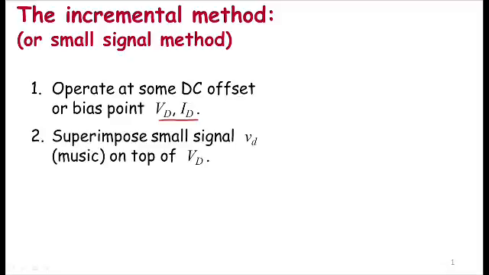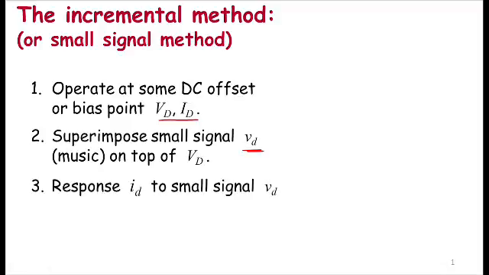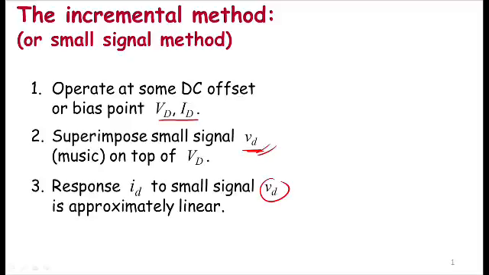As a second step, you superimpose a small input signal, small v, small d. This is the signal of interest. This signal is superimposed on top of your DC offset VD. Then the third step in the incremental method is the recognition that the response, small i, small d, to the small signal v, small d, is approximately linear. So if you boost your signal up by VD, ID, capital VD, capital ID, and you superimpose a small signal on top of that, then your small signal response, small i, small d, to the small signal input, small v, small d, will be approximately linear. So this is the basic method.